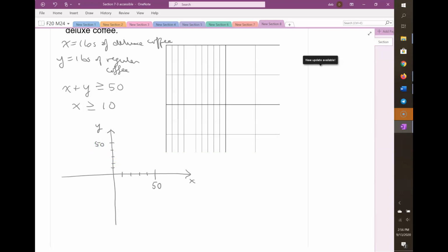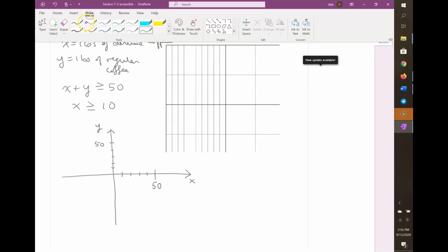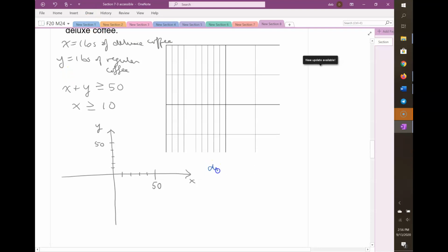So the first inequality is that x plus y is greater than or equal to 50. So we need to draw the line x plus y equals 50. And here is where the intercept method really comes in handy, because when x is 0, y is 50, and when y is 0, x is 50. So my x and y intercepts are both 50, and I draw the line connecting them.